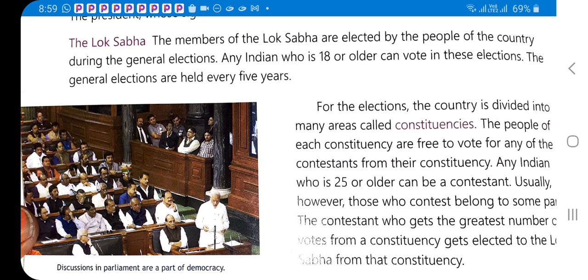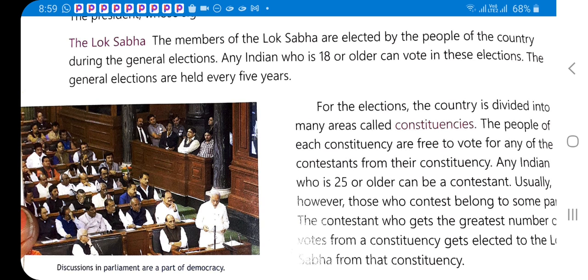Any Indian who is 25 or more than 25 years of age can be a contestant. What do you mean by contestant? Means he can fight the election for the Lok Sabha. And for fighting the election of Rajya Sabha, he should be of 30 years or more age.